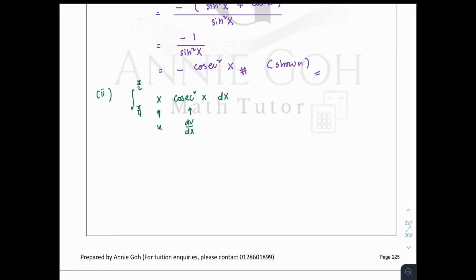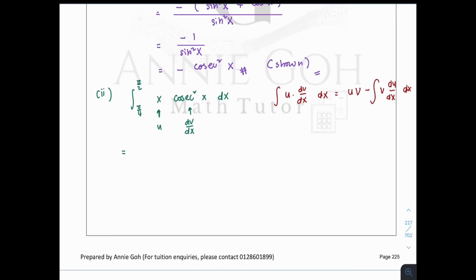The integration by parts formula is actually provided in the formula list. In case you forgot, I'll jot it down here at the side. Integrate a product u dv/dx is given by uv minus integrate v du/dx. So now we need to integrate our product by using this formula.